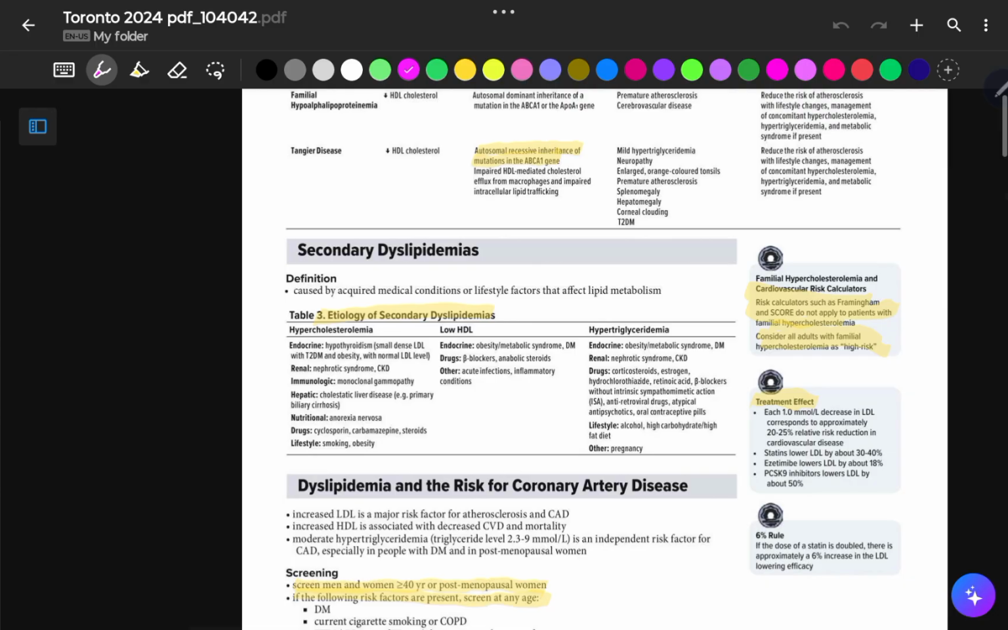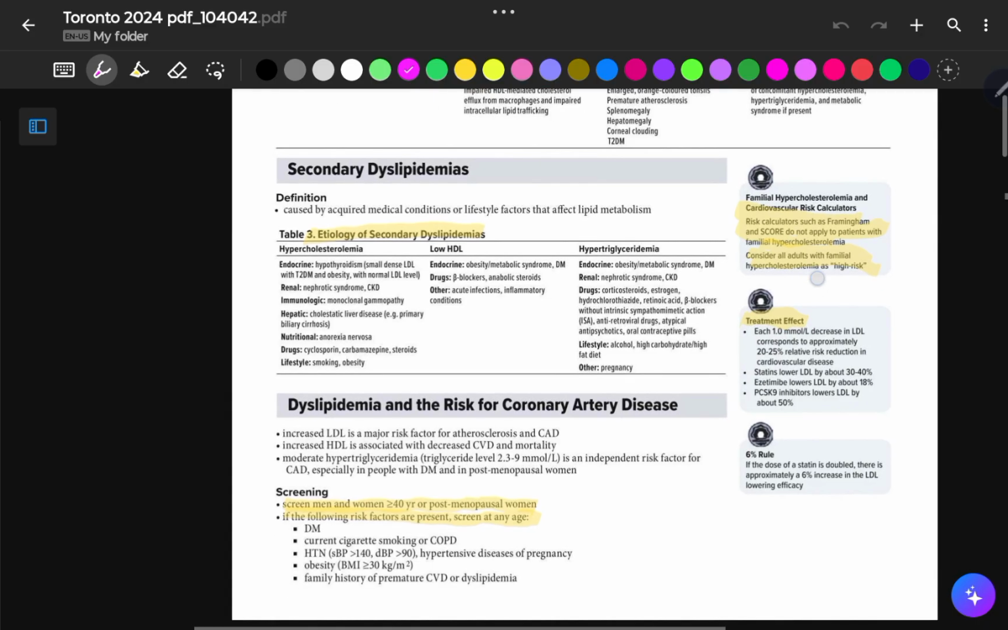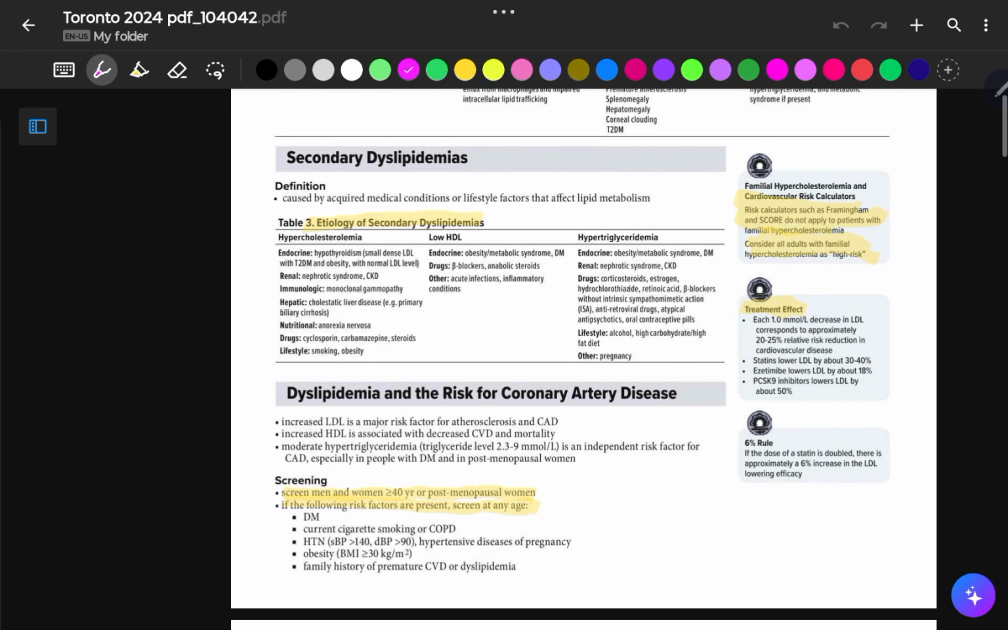Nutritional: anorexia nervosa. The patient is not having enough intake. Cholesterol is supposed to help break down fat and help with fatty food digestion, and because this patient is not having any intake, you have accumulation of cholesterol inside the bowel. Drugs such as cyclosporine, carbamazepine, and steroids are also a cause of hypercholesterolemia. Lifestyle, if you're smoking and obese, can also cause hypercholesterolemia.